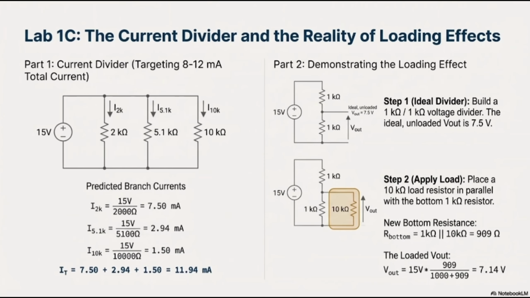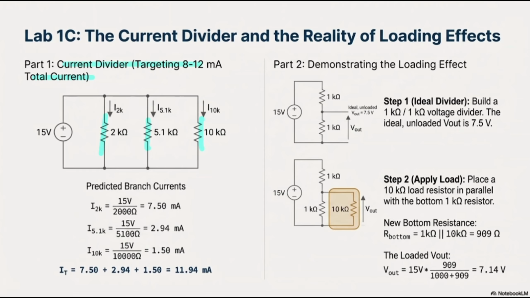And finally, for the lab number 1, part C, we are going to talk about the current divider and the reality of loading effects. So as you guys know, what a current divider means is that I do have a source and I do have different resistors in parallel together. So the current divider at this point is going to be what? I do have a 2K, I do have 1.5K, 1K, and I do have a 10K itself.